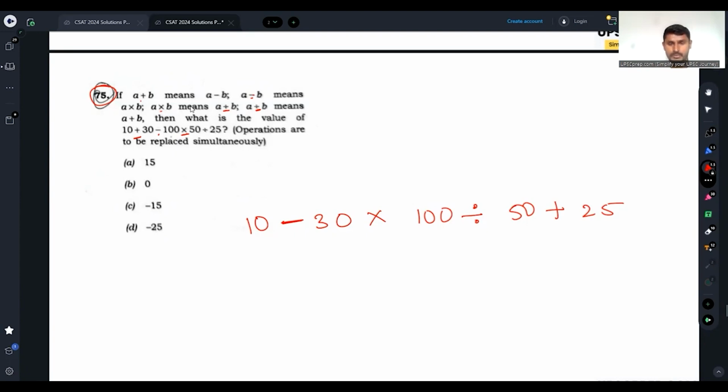Now if you use the BODMAS rule here, we will have to solve this first. So this will be 10 minus 30 into 2 minus 60 plus 25. So this will be 35 minus 60. 35 minus 60 will be minus 25. Minus 25, यानी कि option D will be the correct answer.